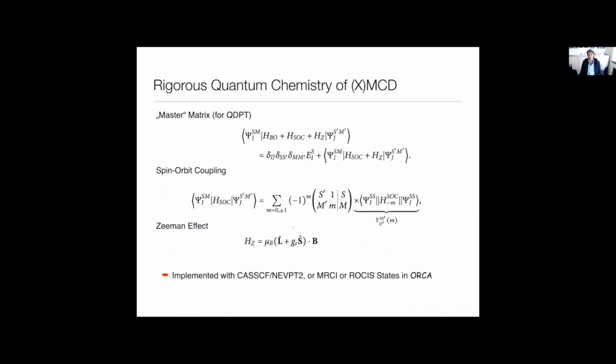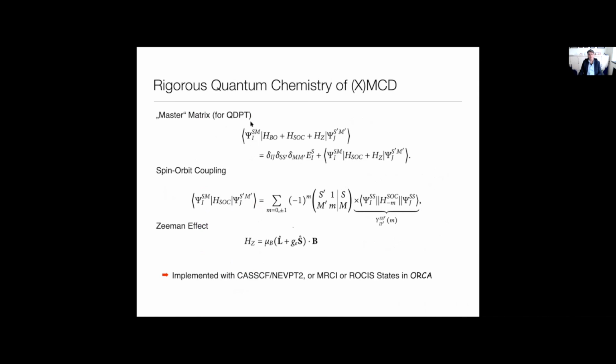And in principle, you can approach, of course, the MCD in a very brute force way by setting up a master matrix that contains many particle wave functions, I and J, that you generate from any of these methods that I've mentioned, be it like RASCI or RASSI or CASSCF-NEVPT2 or MRCI.